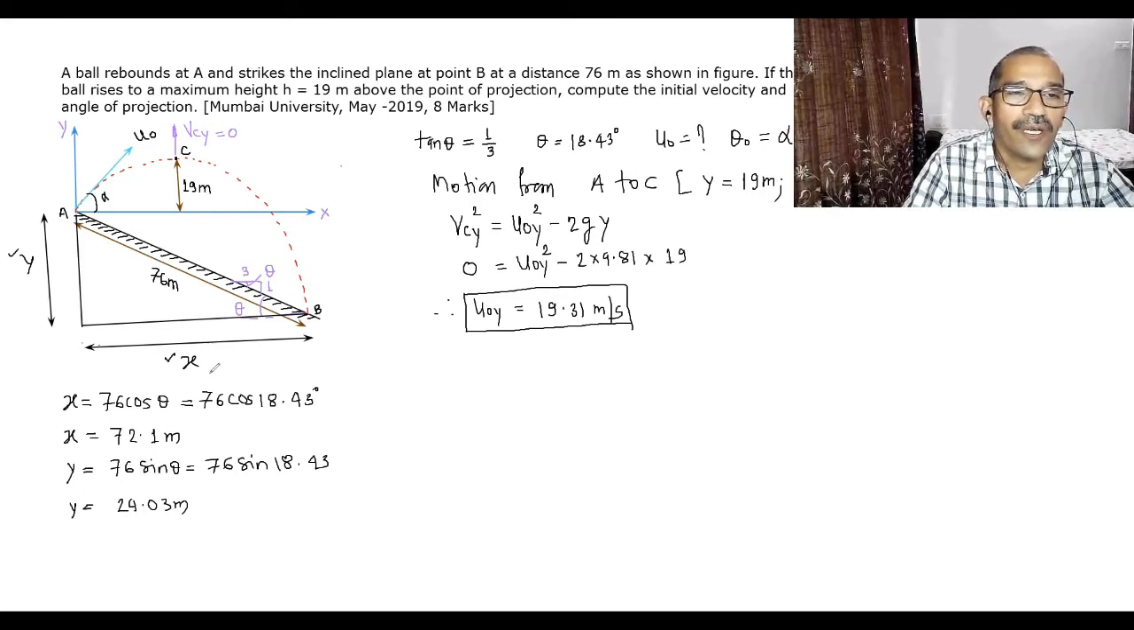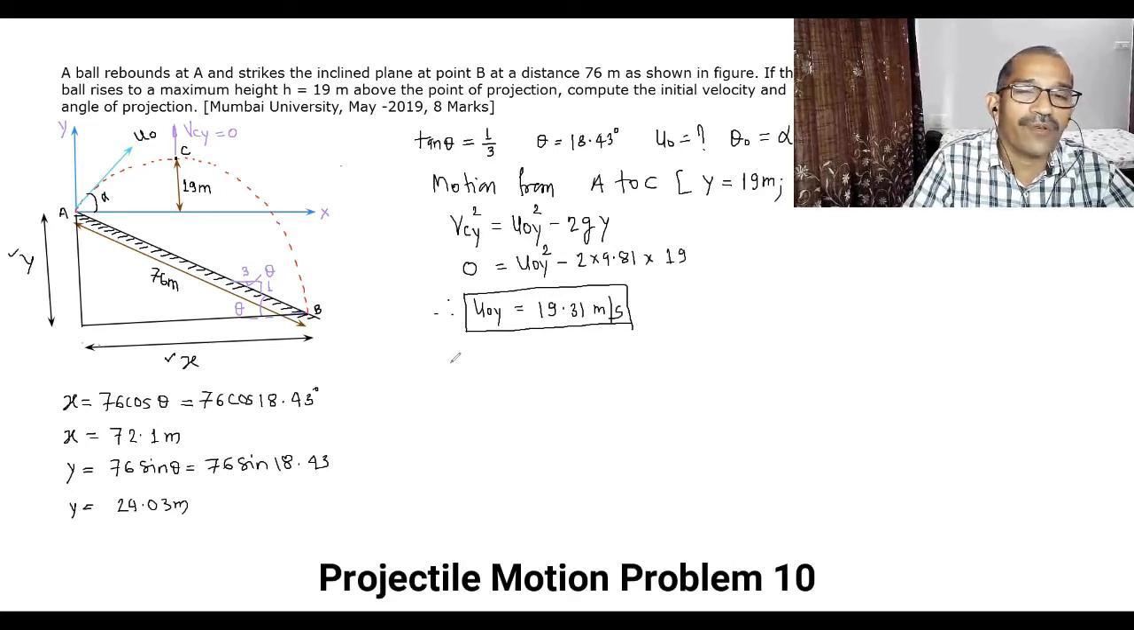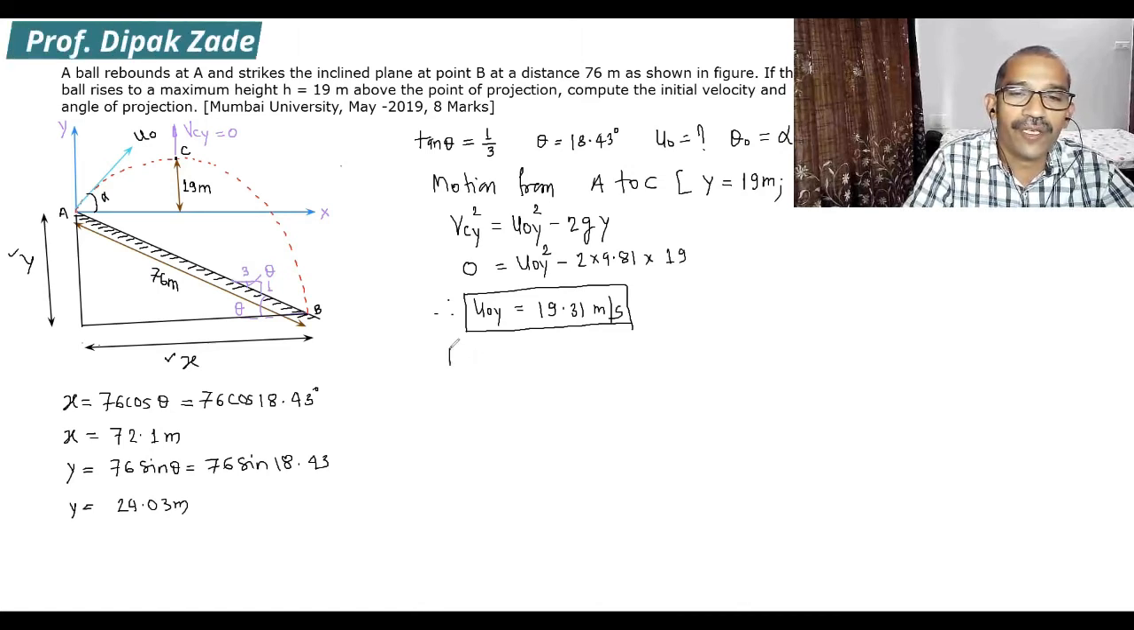For this, if we apply the equation in the vertical direction, from A to B you know the value of y. From A to B, y is known. u0y you have just calculated. That means time t is possible. That means we will use an equation which is in terms of u0y, in terms of y, and in terms of time t. Such an equation is y equals u0y t minus half g t square. First equation of motion.